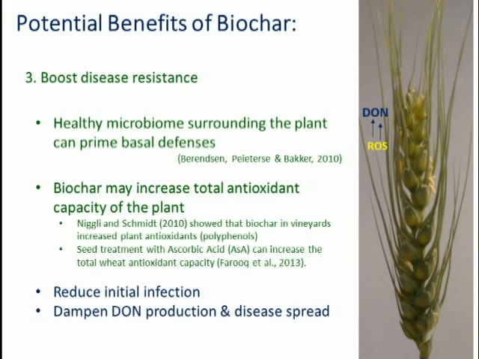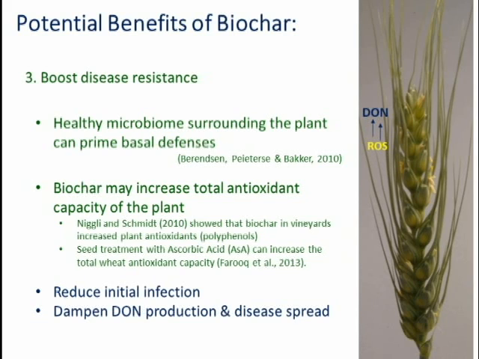This same type of increase in antioxidant capacity can be mimicked by treating the seed with an antioxidant such as ascorbic acid, which increases the total antioxidant capacity. The goal would ultimately be to reduce or dampen the production of DON and then the spread throughout the plant.